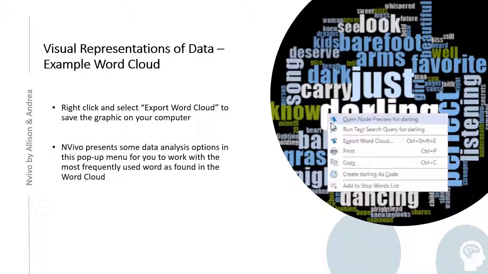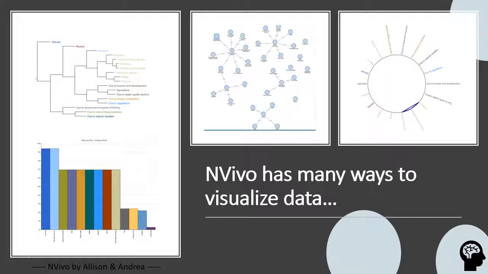So once you've created your word cloud, you can right-click on the image and you can say export the word cloud to save the graphic on your computer. Now you'll notice that on here it's revealing the word darling because I actually did the right mouse click on the word darling, and so you can see whenever that word would be represented, or if there's other words or other phrases that you're looking to look at, this would help you back code to that information. NVivo has many ways to visualize your data, looking at different graphs, at trees, and different types of charts.